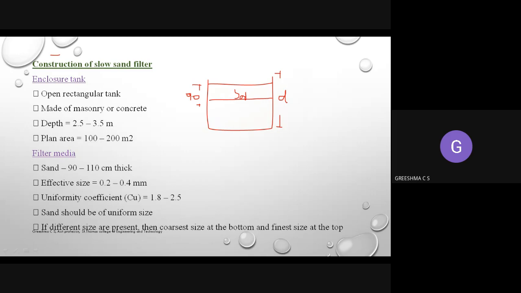Okay, the sand is available in different sizes. You should use the smallest at the top and the largest at the bottom. Okay, so that order should be there. Okay, so that's about filter media.